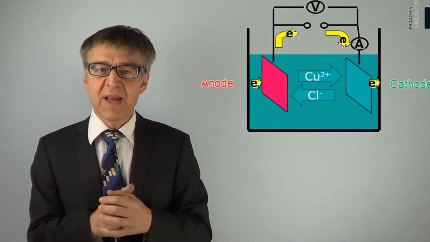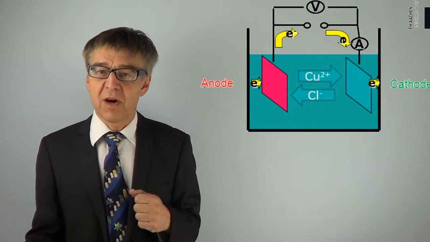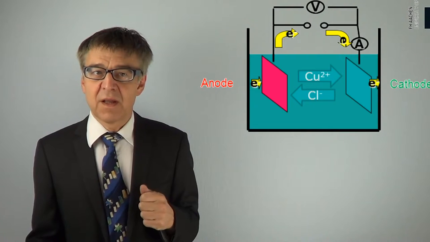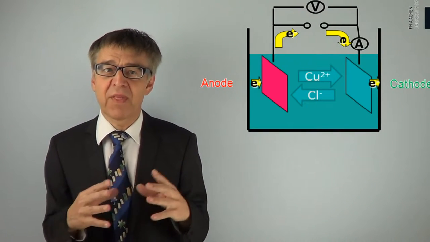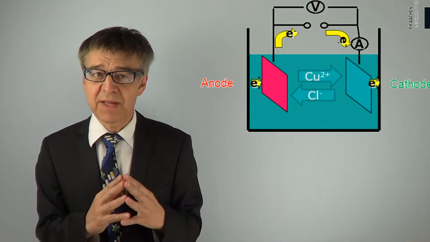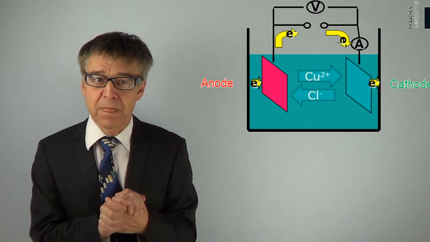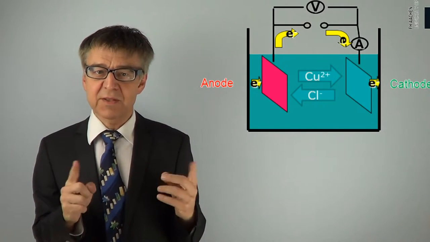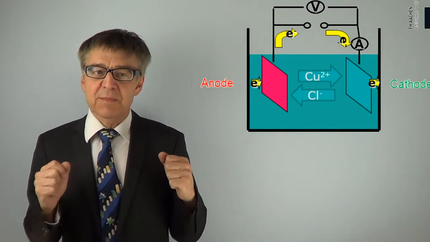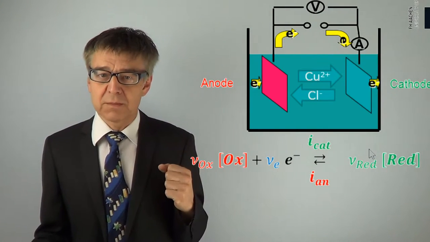Note that anode and cathode cannot be generally described as positive or negative. The polarity depends on whether the electron flow passes freely in a galvanic cell and battery, or is forced in an electrolytic cell. The exchange of electrons at an electrode is expressed by the so-called electron transfer reaction.